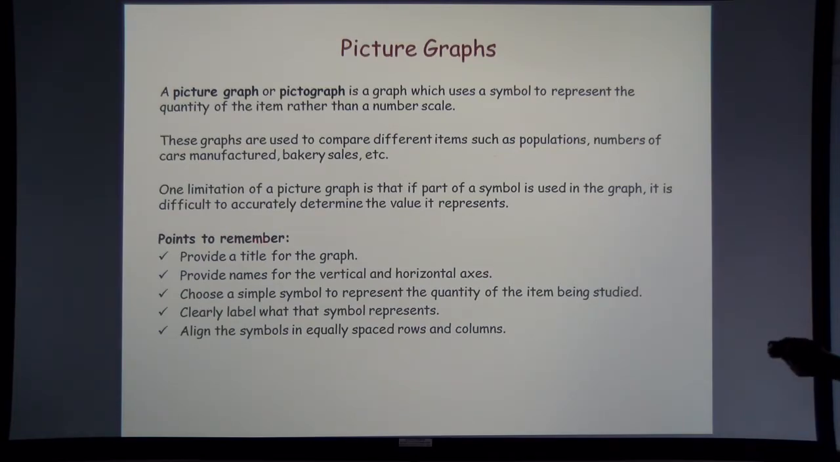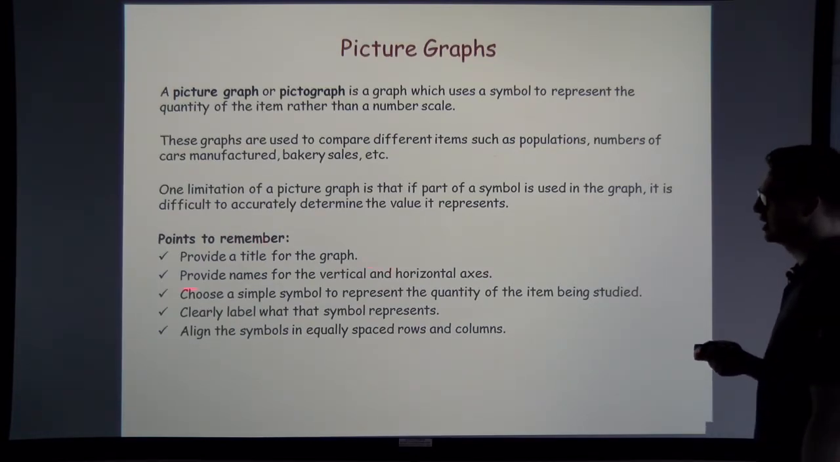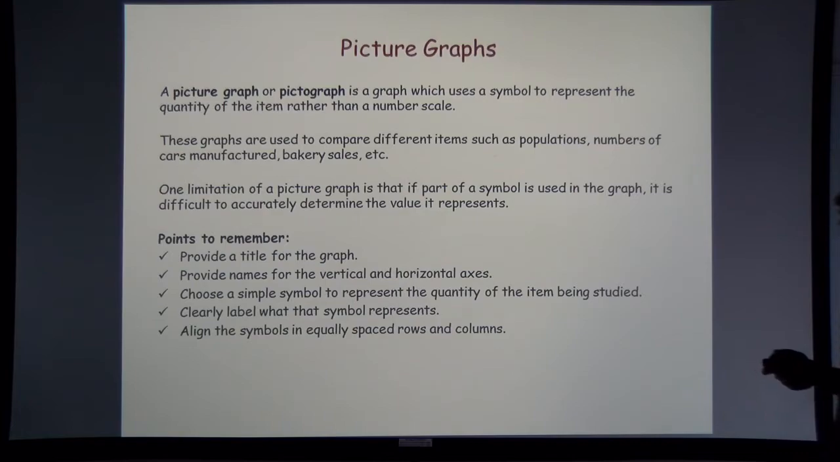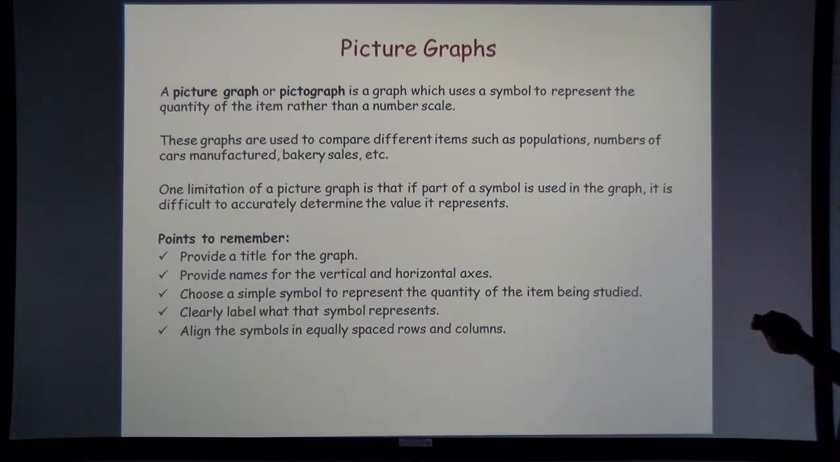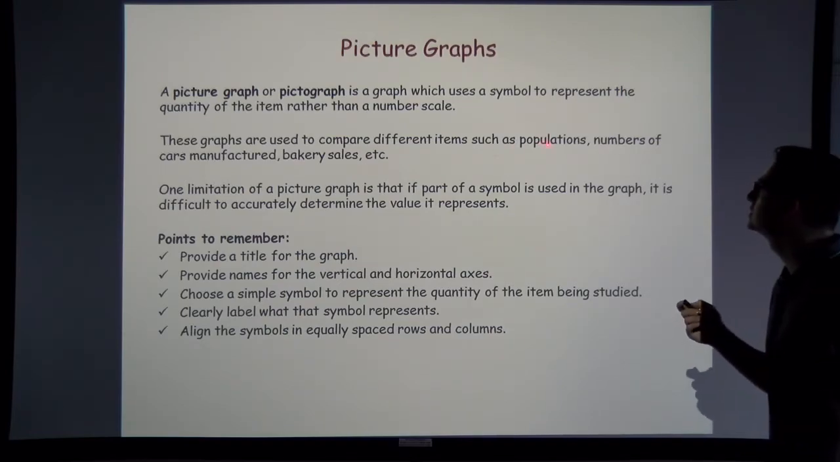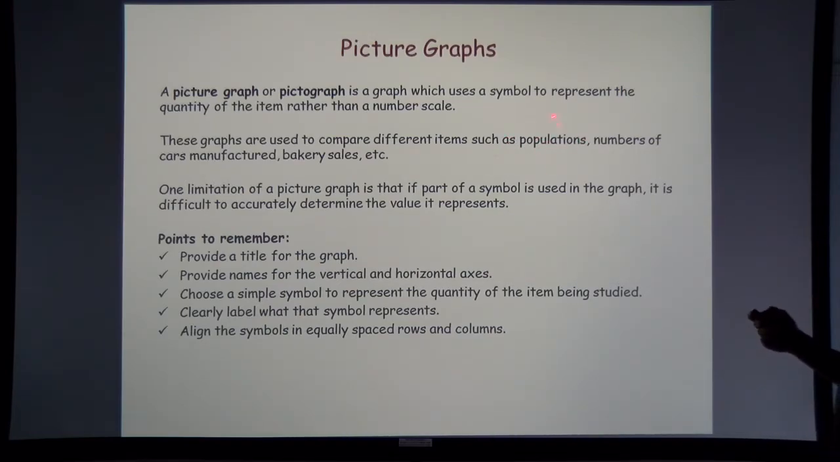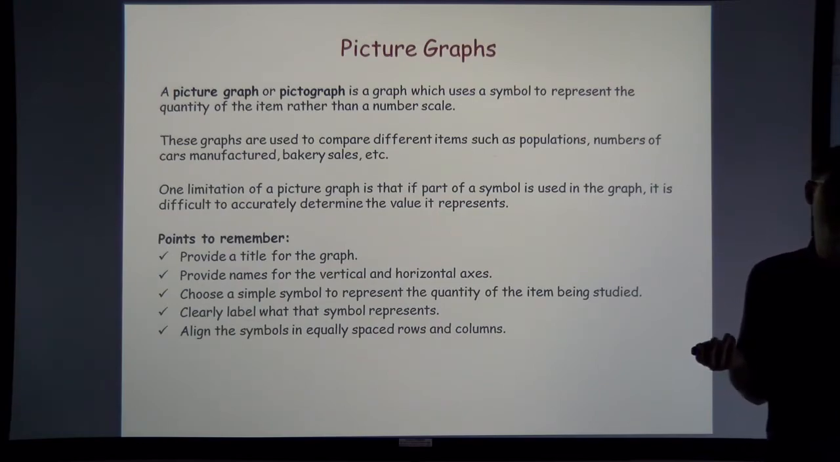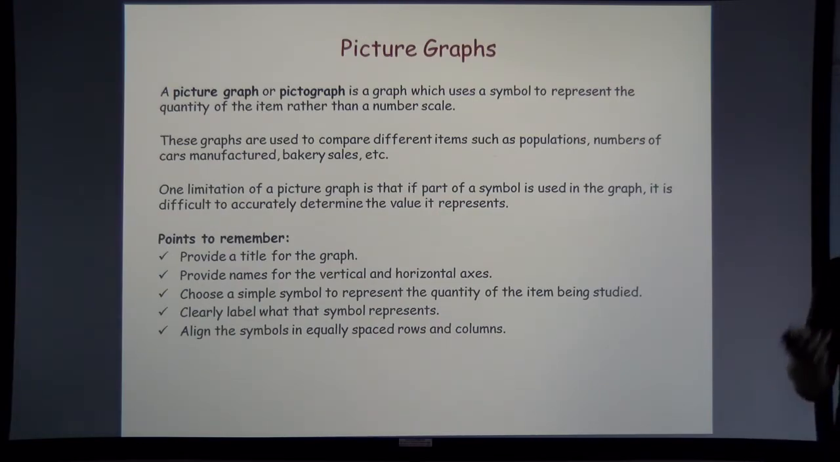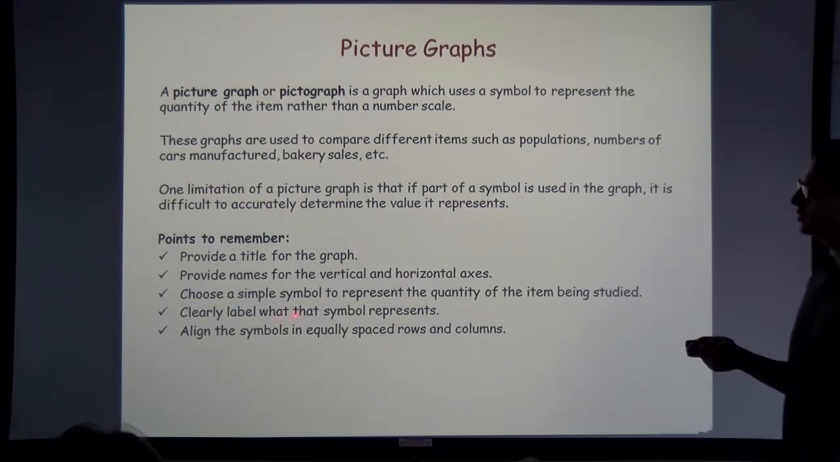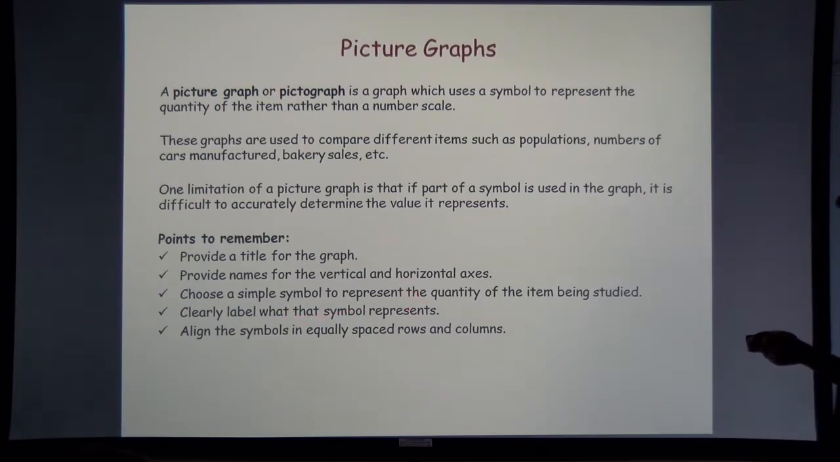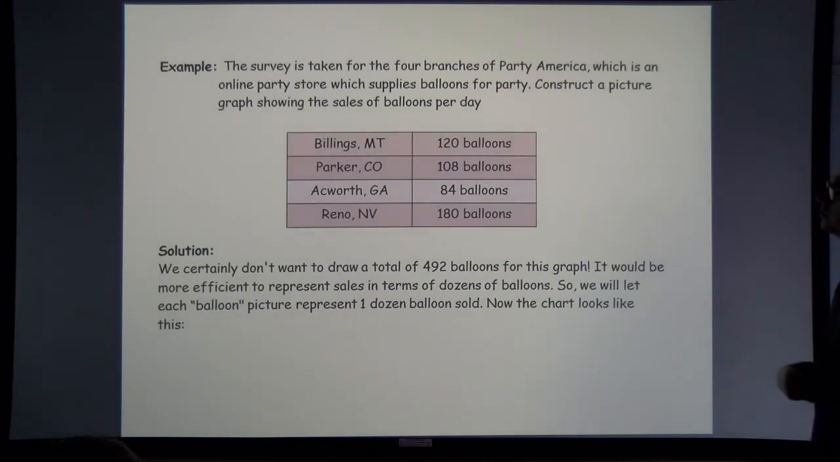So points to remember, once again, make sure we have a title for the graph and names for your axes. Choose a simple symbol to represent the quantity of items being studied. So if you were to do a pictograph of populations, what would be something easy to draw? What do you think? A stick figure, right? So just draw a stick figure. Use simple symbols. Clearly label what the symbol represents, and align the symbols in equally spaced rows and columns.